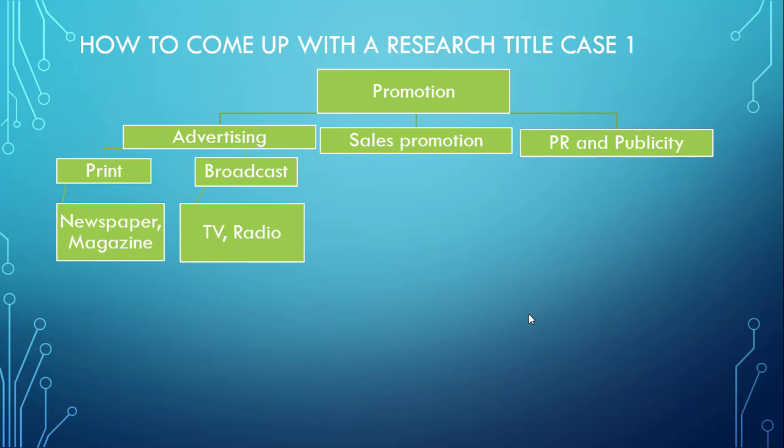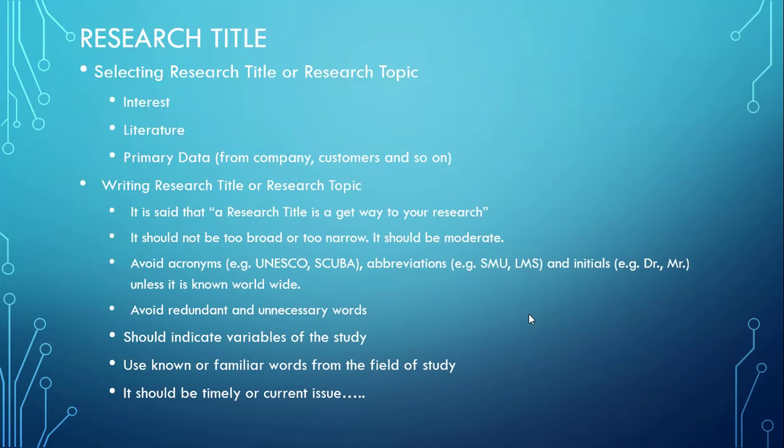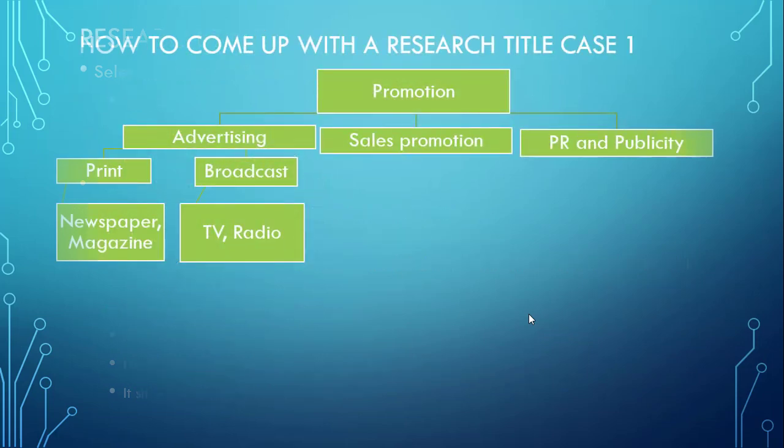So let's go to the examples, the cases for discussion, how you are going to write your research titles or your research topics. So let's say your interest is on promotion, because you have to identify the interests, see the literatures, and make sure you are going to acquire primary data. So let's say you passed all these 3 basic criteria, and you want to write your research on promotion. So the first thing that you are going to do is structure out the variables, or the elements that you could work on.